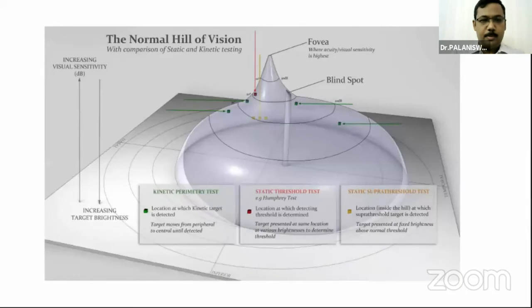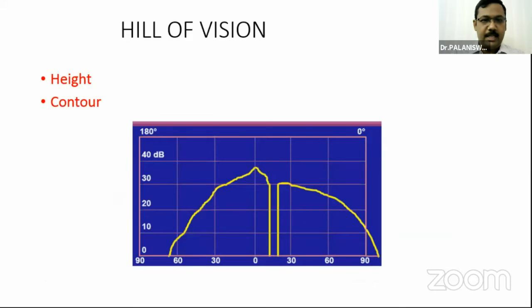So visual field is that area of space where objects are simultaneously visible to the steadily fixating eye. And our visual field is in the shape of a hill. The hill has two components, the height and the contour. All the perimeters try to measure this hill.